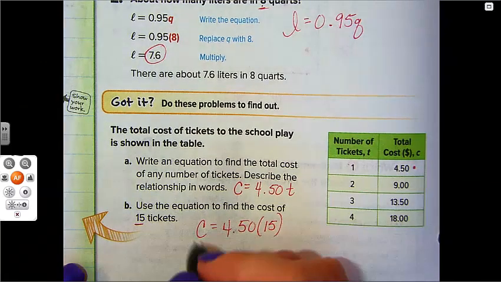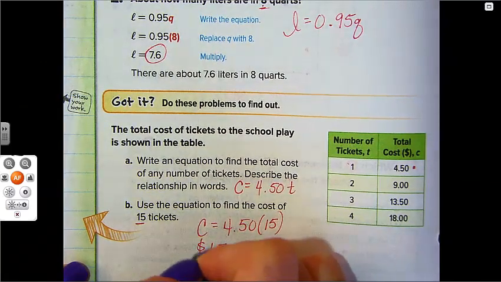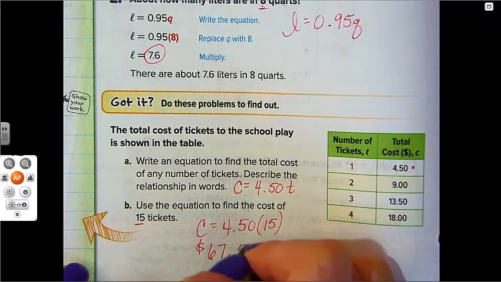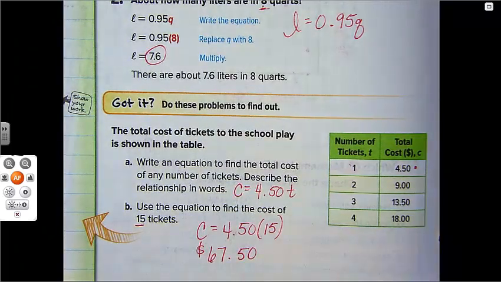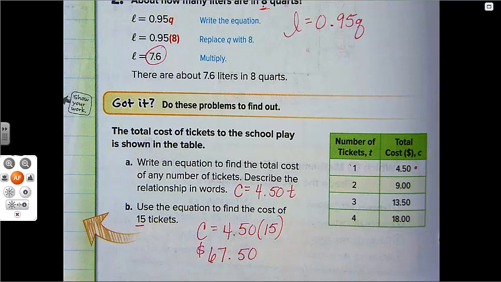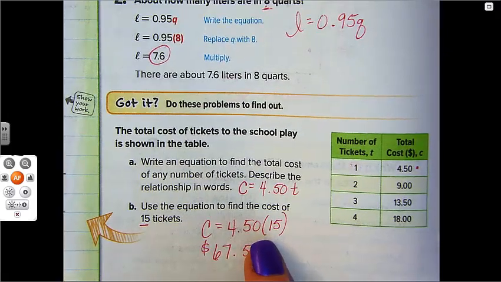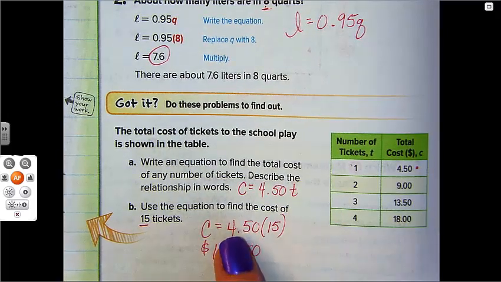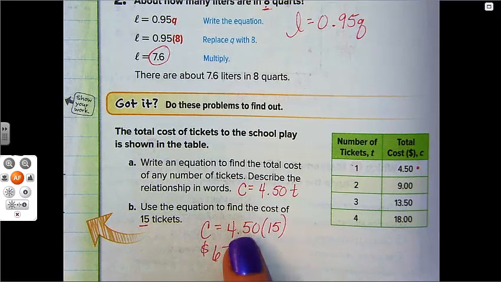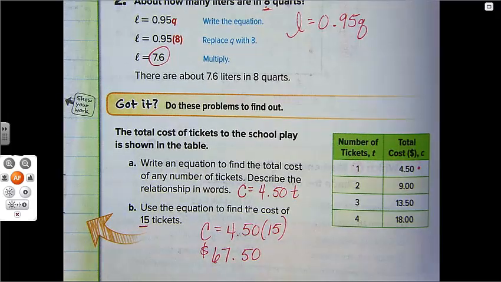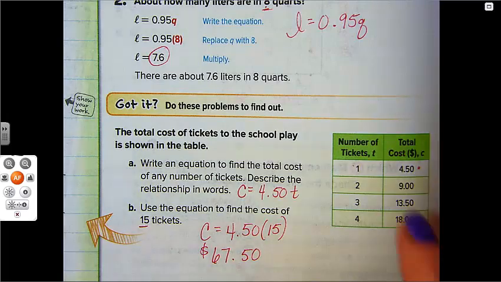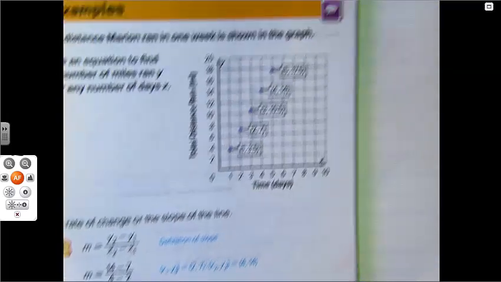and that gets $67.50. So if I wanted to buy 15 tickets, let's say a drama class wanted to go, or a group of Cub Scouts, or maybe there's just 15 people in your family, and they wanted to go see the play, and so they bought 15 tickets. Each ticket costs $4.50. So for 15 people to go, it would be $67.50 total. Okay?